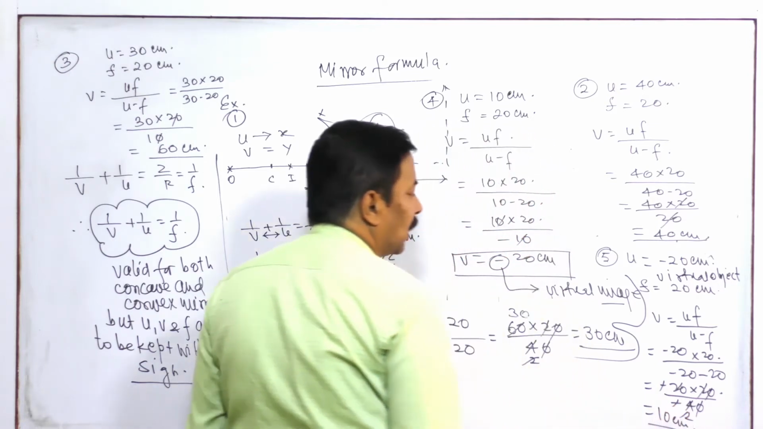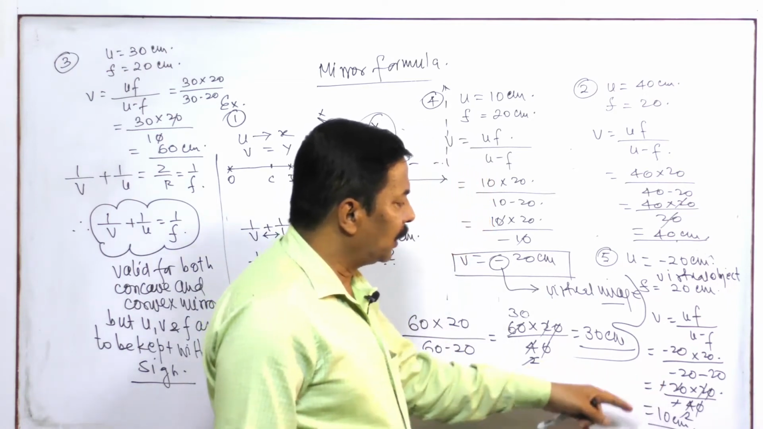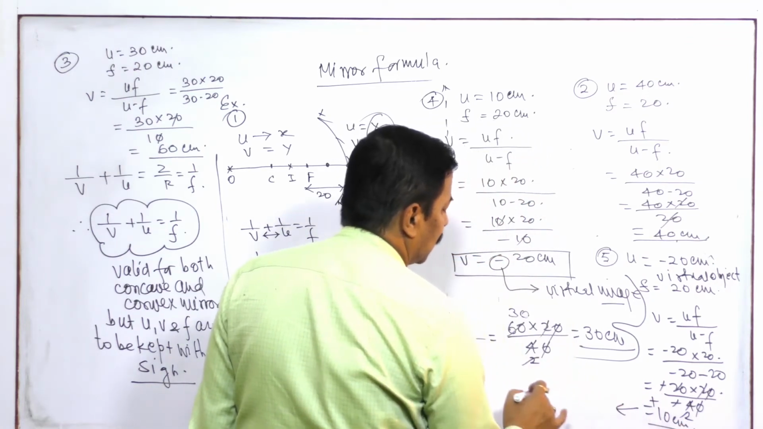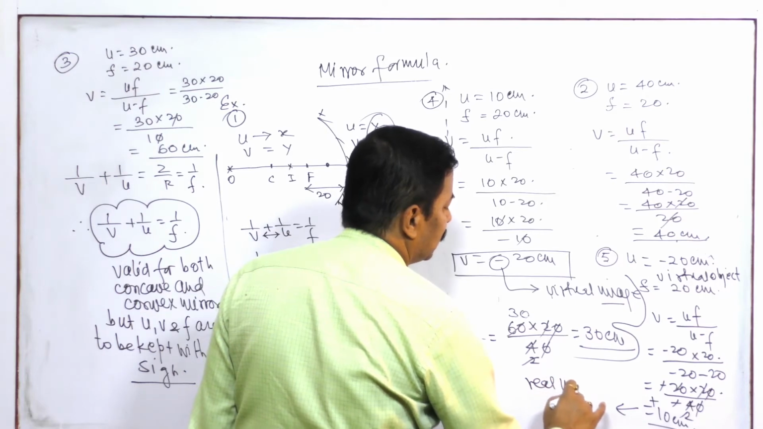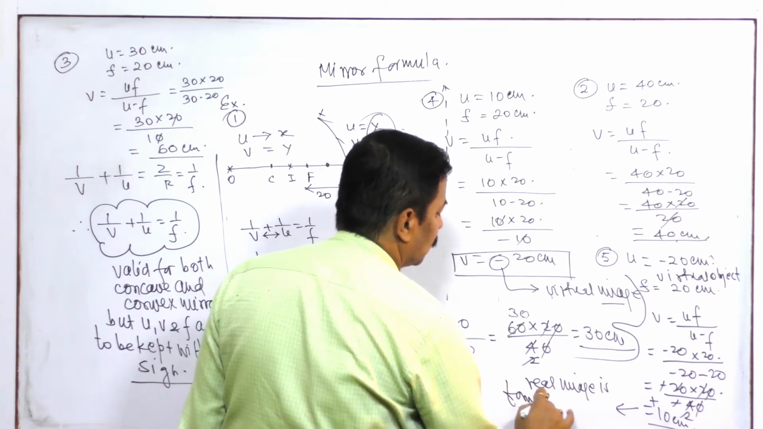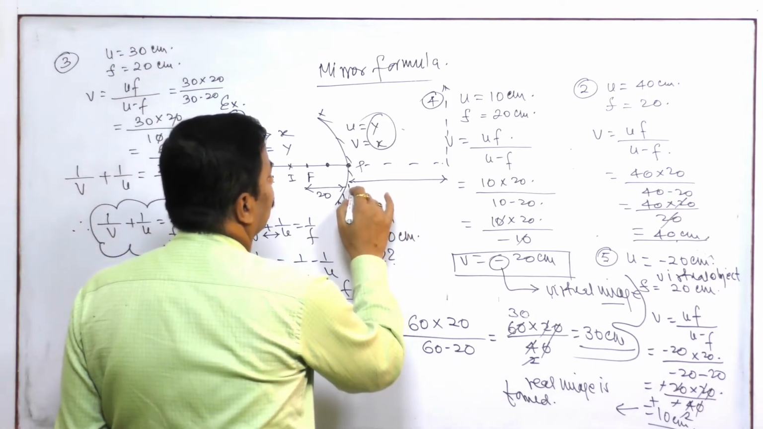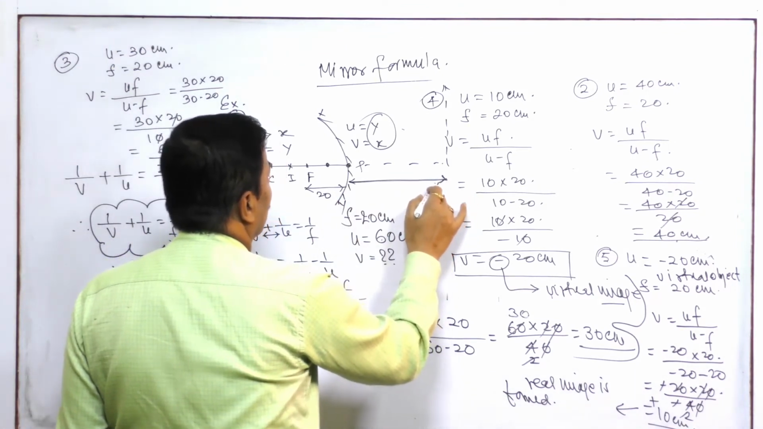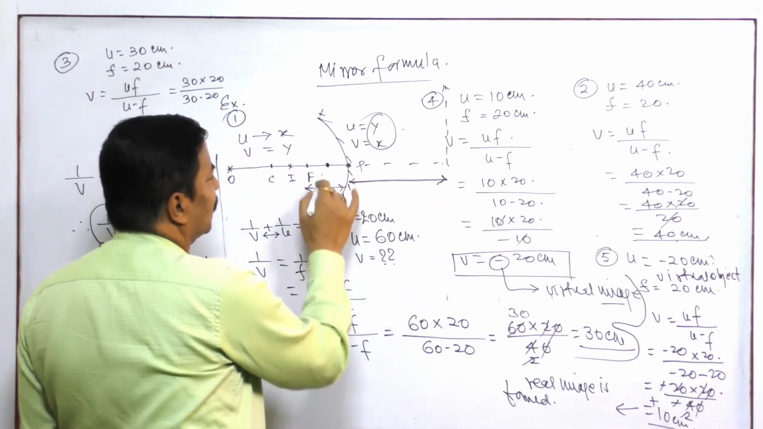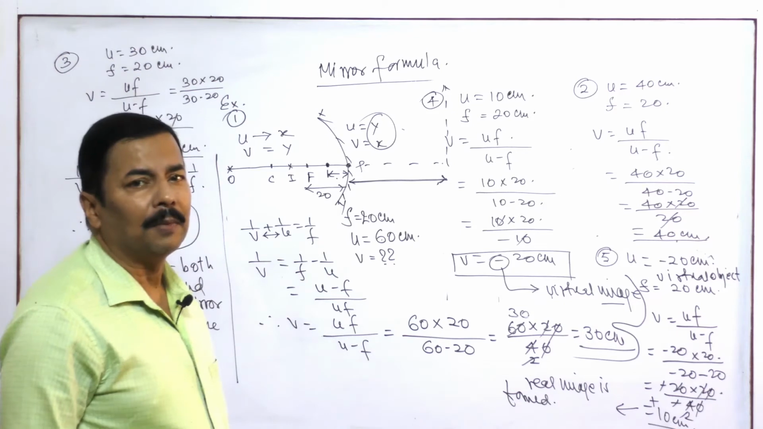That means you are getting plus 10. What does it mean? A real image is formed at 10. That means if the virtual object position is this, then the real image position will be somewhere here on the principal axis, that is at a distance of 10 centimeter. So this thing has to be clearly understood by you people.